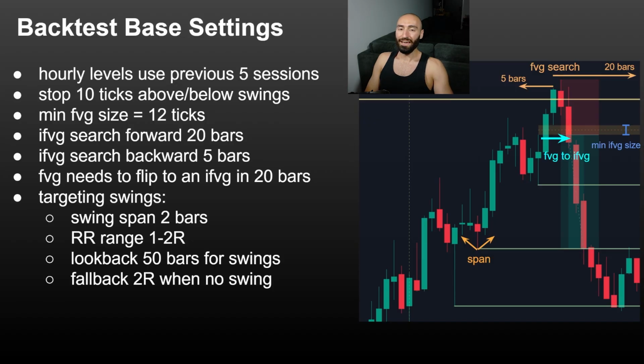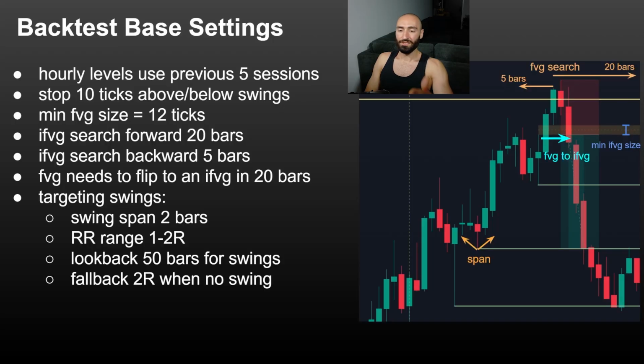The stop, I added a 10 tick buffer above the swings, just because we don't want 2 ticks above the swing to take us out. Might as well give us some buffer. 10 ticks on NQ isn't that much anyway, especially with these huge stop losses, right? We're going all the way up to the swing. The minimum fair value gap size, I went with 12 ticks. Not too small, not too big. If it's not a crazy volatile day, you'll still get an entry, but you won't get super small fair value gaps. You should be able to see 12 ticks pretty clear.